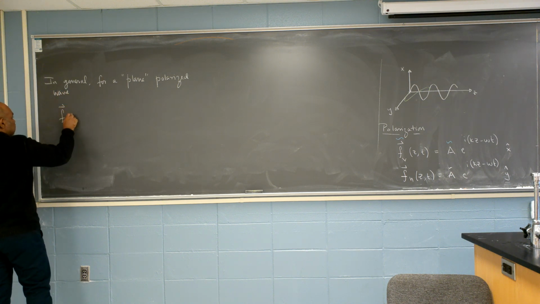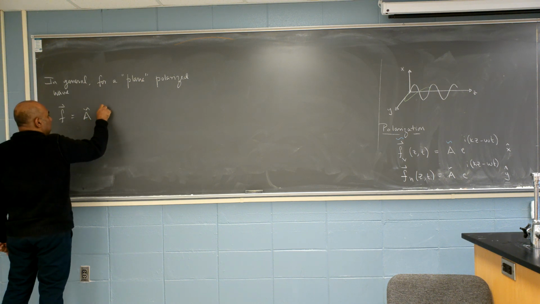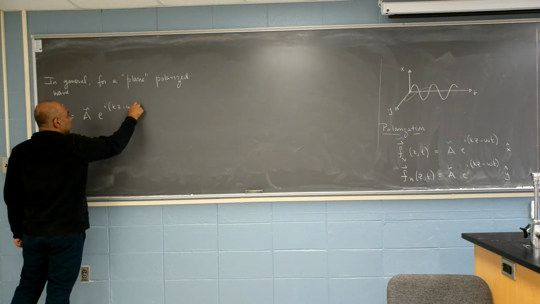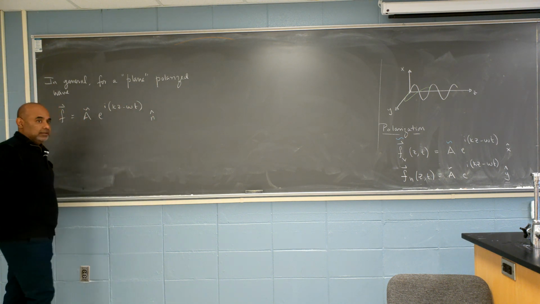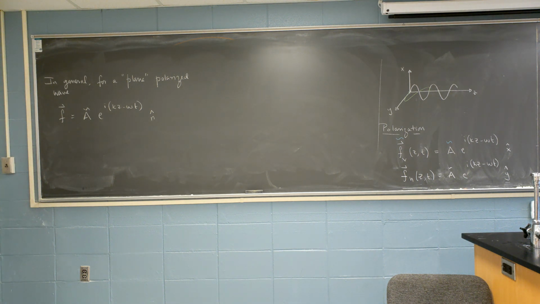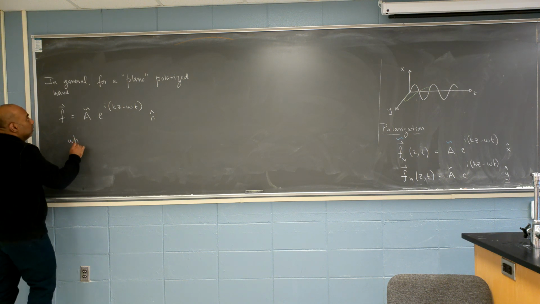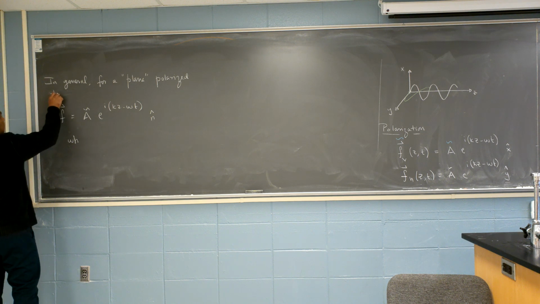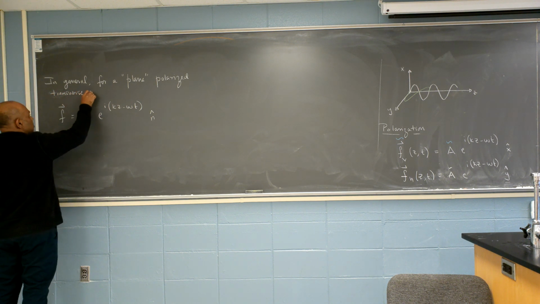F is equal to A tilde e to the i(kz minus omega t) n hat, where n hat is the direction of polarization. What is true? Plane polarized, let's say this, transverse.